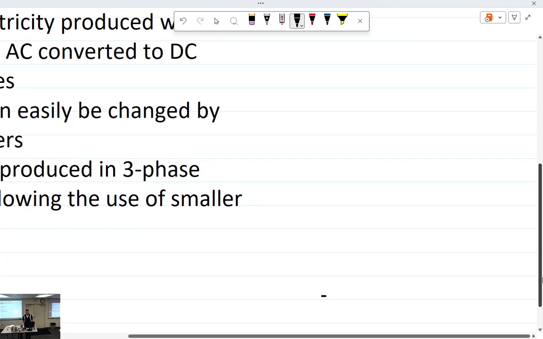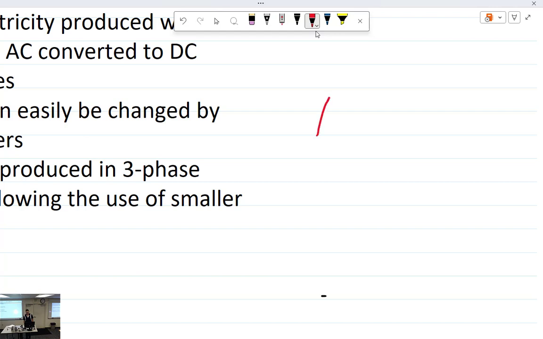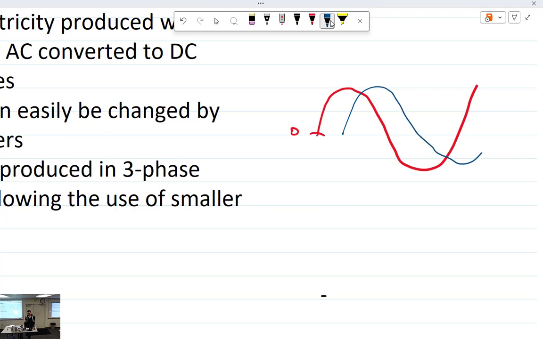So if I did that right, close enough, this is my 0 voltage mark right here. So I have the positive, negative. That would be a single phase, what we get out of our wall. But when we look at three-phase, also called polyphase, each one of the phases is out of sync with the other one, but yet somewhat in sync.